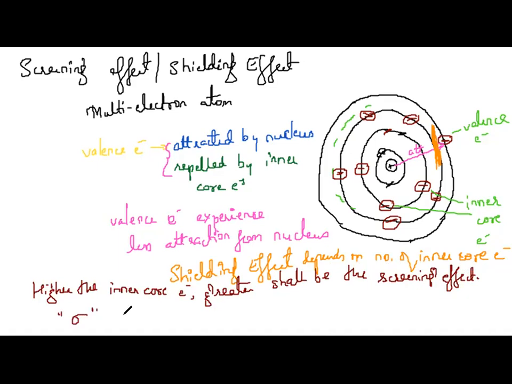Now, the magnitude of screening effect, in case of S and P block elements, increases in a period as well as in a group as atomic number increases. Now, effective nuclear charge. It is based on screening effect only. Effective nuclear charge is denoted as Z effective. Z is nothing but the atomic number, that is, the nuclear charge.